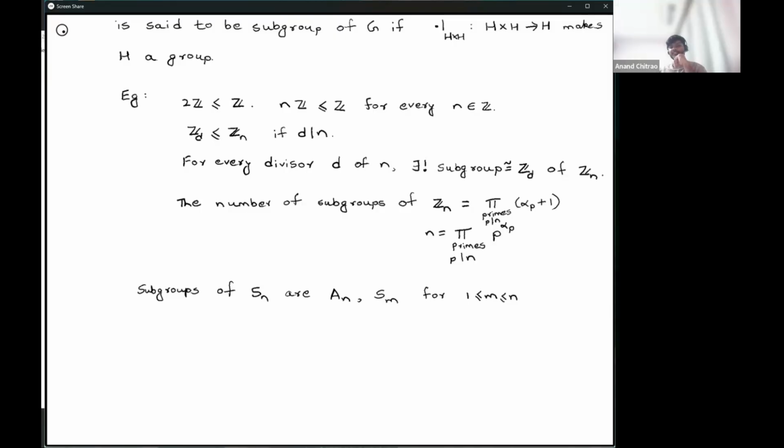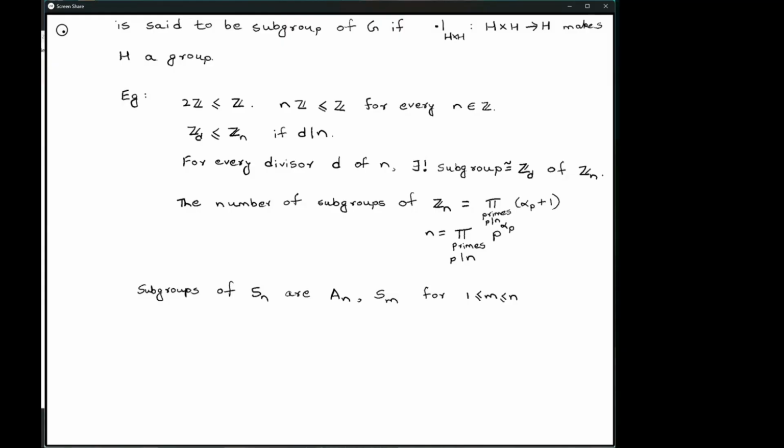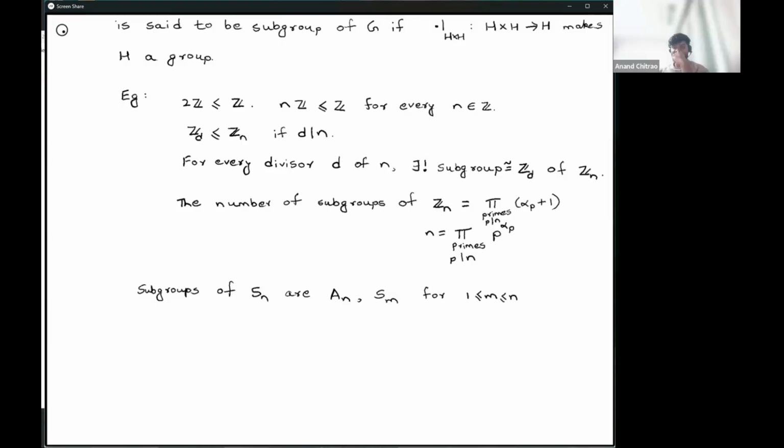But how do you see Sm as a subset or subgroup of Sn? Because m is less than or equal to n, and Sn contains permutations of n elements and Sm contains permutations of m elements. Yes. So a copy of Sm inside Sn is all functions which fix the remaining elements. If you take all functions in Sn which fix m plus 1, m plus 2, dot dot dot till n, those form a copy of Sm. Okay.